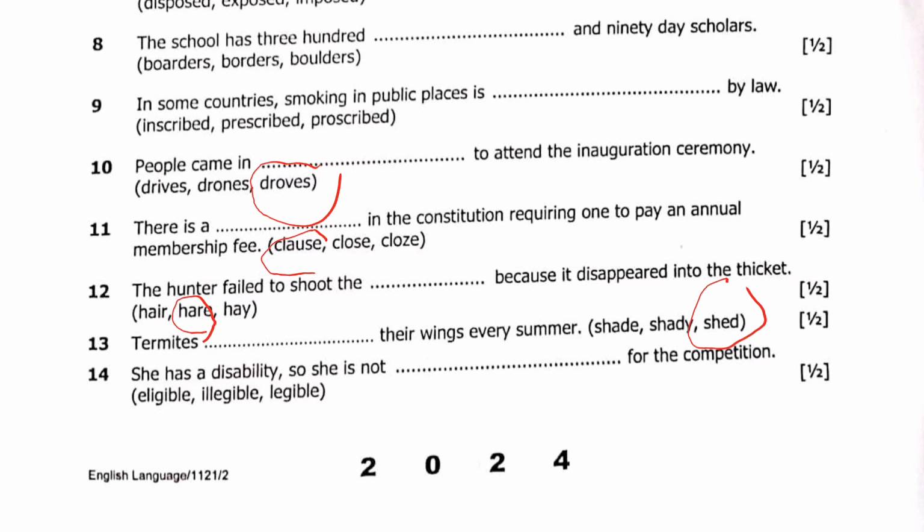14. She has a disability, so she is not dash for the competition. Eligible. Which one is the answer? Eligible. The first one starts with E. Let's start with E. Which starts with E is the answer. Eligible. She is not eligible for the competition. Right, let's go to question 15.